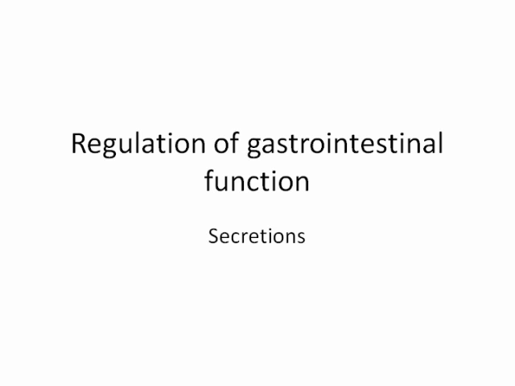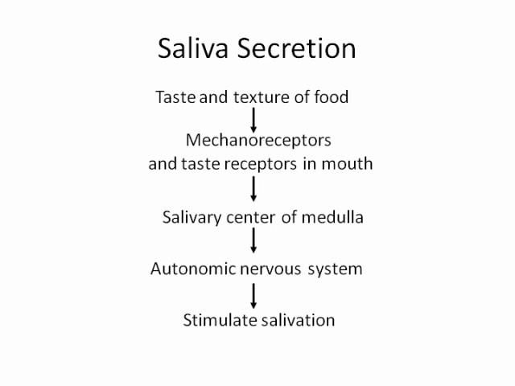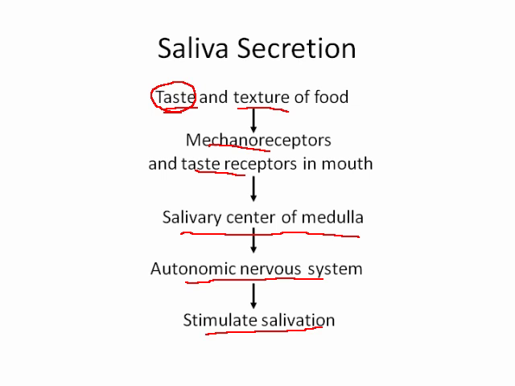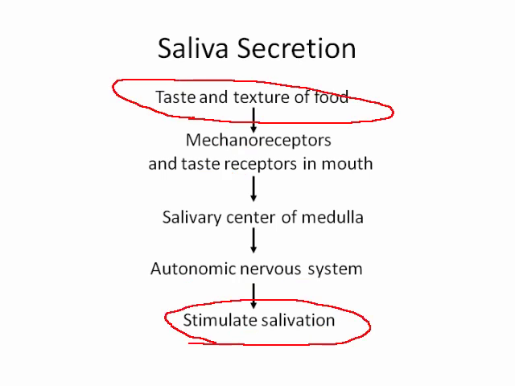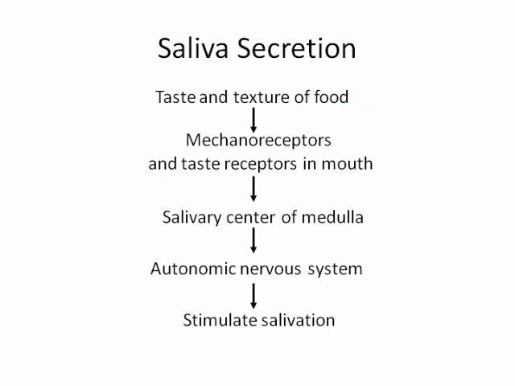So now let's take a look at some specifics of regulation of GI function. We'll talk about secretions first. Secretion of saliva: the taste and the texture of food stimulates both mechanoreceptors as well as taste receptors, or taste buds. We didn't talk about this in the neural section, but most of you have heard of taste buds. Taste buds are organs that contain taste receptors. These react to the chemistry or the taste of the food as well as the texture. These send input to the salivary center in the medulla oblongata in the brainstem, which activates the autonomic nervous system and stimulates salivation. Again, it makes sense: the presence of food in the mouth stimulates salivation because that is going to initiate the digestive process.